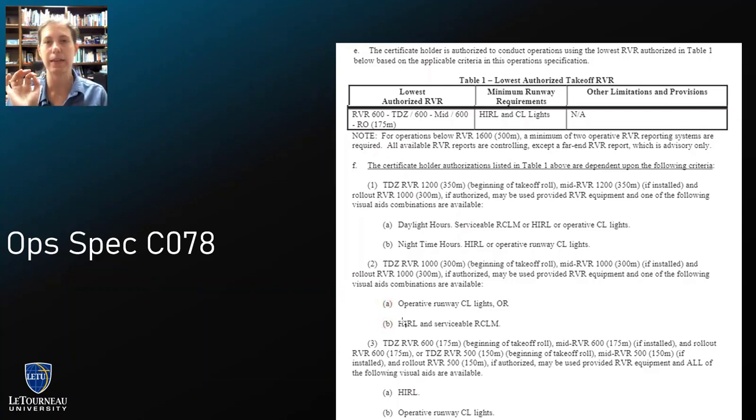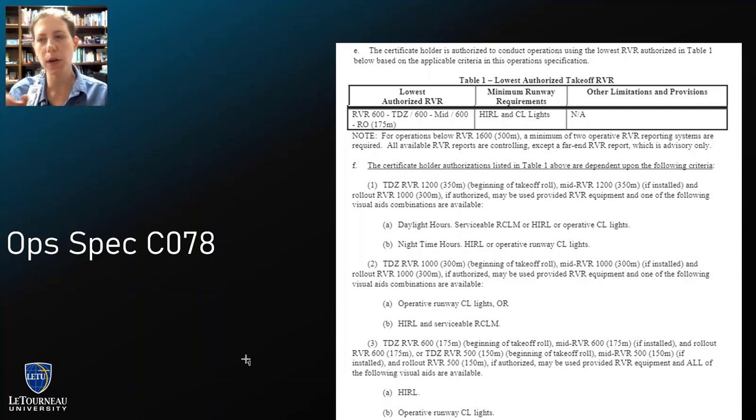That's good, but I'd really like to get down to taking off at RVR 600 feet. So to find out what's needed for that, we have to continue reading this op spec. This says we can use a 600-foot RVR under number three, down here at the bottom. It says we can take off with a 600-foot RVR as long as the RVR is working and all of these things are available. And we see that we have to have the high intensity runway lights and we have to have operating centerline lights. Okay, so I need both the high intensity runway lights and the centerline lights to be working.